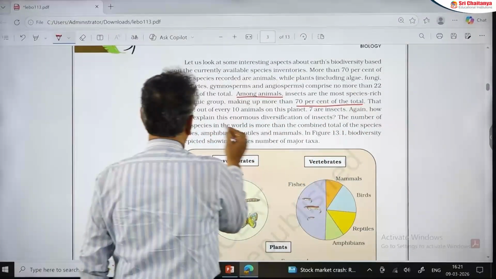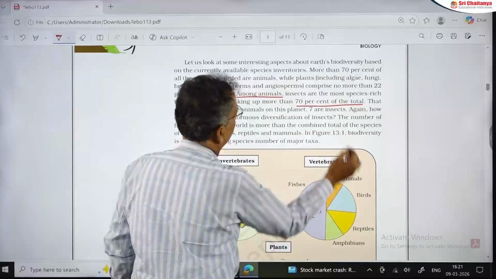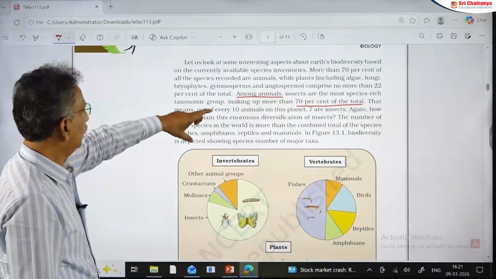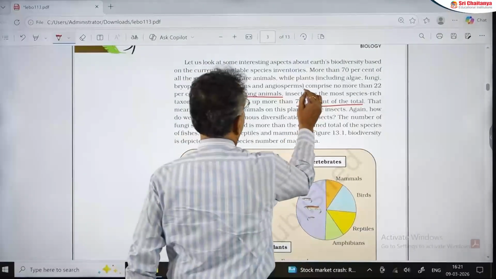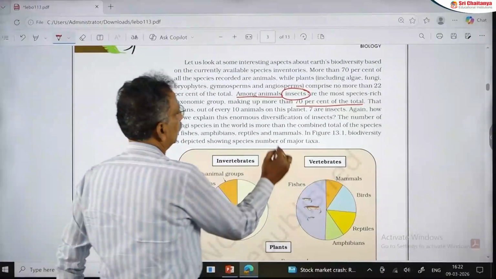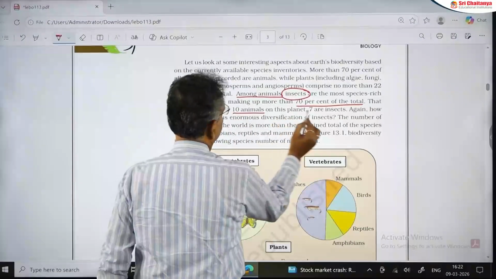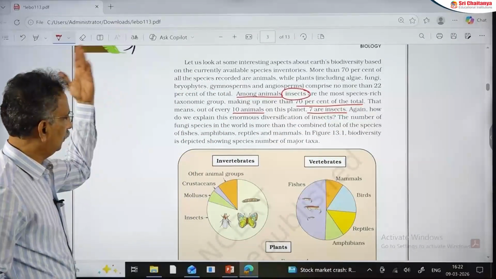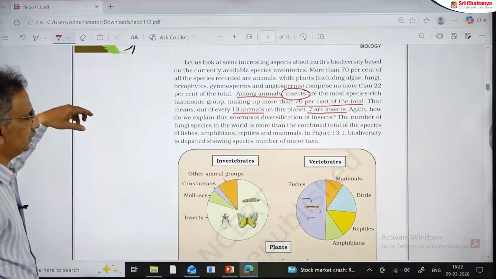Among animals, more than 70% of the total species belong to which group? Insects. So in simple words, out of every 10 animals, 7 are insects. Thereby you can understand how enormous the diversity is.